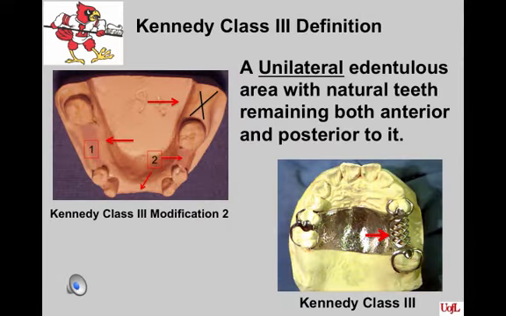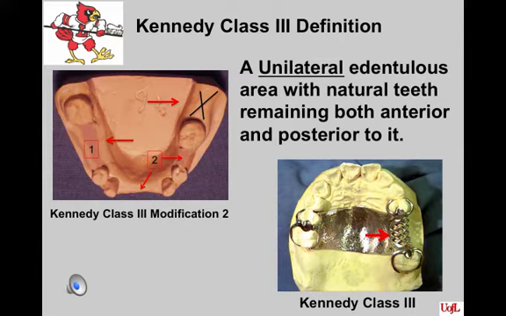The definition of the Kennedy Class 3 is a unilaterally edentulous area with natural teeth remaining both anterior and posterior to it. On the cast to the right, the partial denture is the classic definition of the Kennedy Class 3. There's one unilateral edentulous area with teeth remaining anterior and posterior to it. On the cast to the left, we have to think a little bit. We have to think of the following rules and apply several of Applegate's rules to this one.